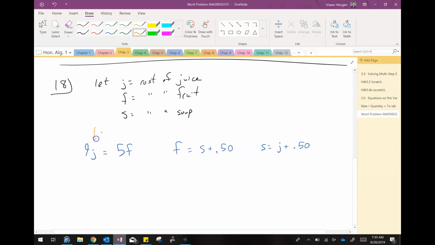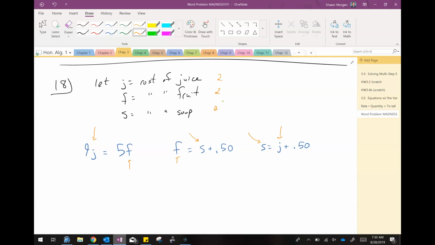J is mentioned once there and once there, so J is mentioned twice. How many times is F mentioned? Twice. And how many times is S mentioned? Twice. So, that rule of thumb really doesn't help much. If all 3 of the unknowns are mentioned an equal amount of times, then really it's just up to you.